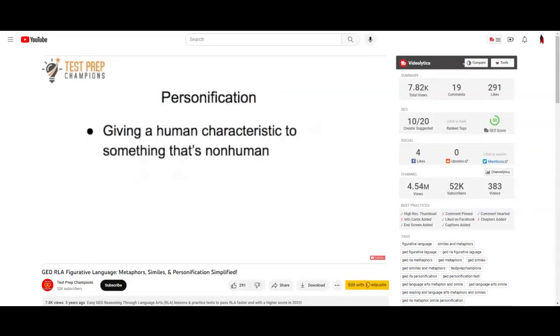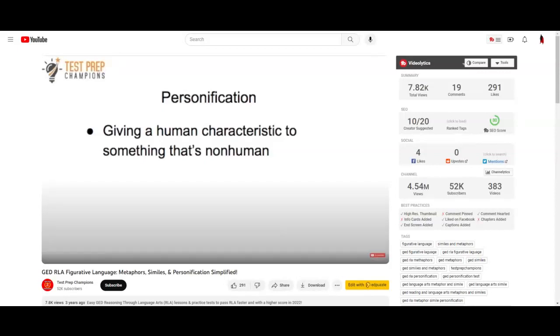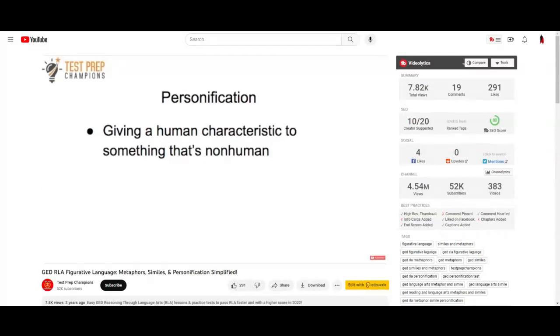So let's talk about personification. In the word personification, hopefully you can see the word person. I want you to remember that whenever you see the word personification, because personification means giving human characteristics to something that's non-human. You're personifying something. The correct way to pronounce it is not personifying, it's personifying, but I'm emphasizing that because I want to emphasize the word person. So remember, in personification, you're giving human characteristics to something that's non-human.